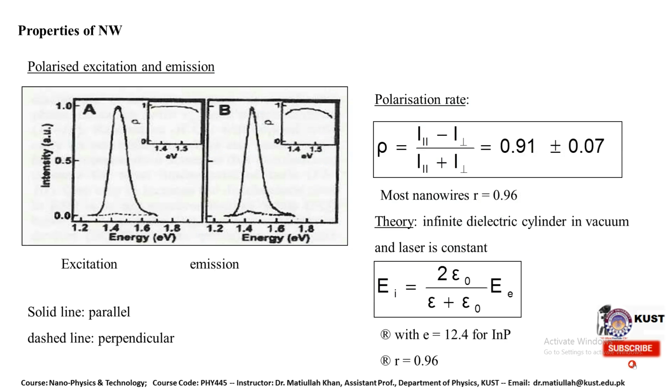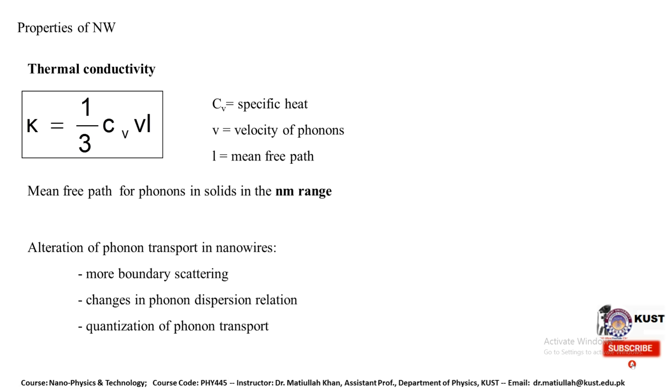So we have some other property of the nanowire, that is the polarized excitation and emission process, which is very interesting for the optical properties of the semiconductor material. So we have parallel polarization and perpendicular polarization for that, and that value has been given here. So we see that there is a broader change in the different curves in these two diagrams from each other. So this is one of the properties of the nanowires as well.